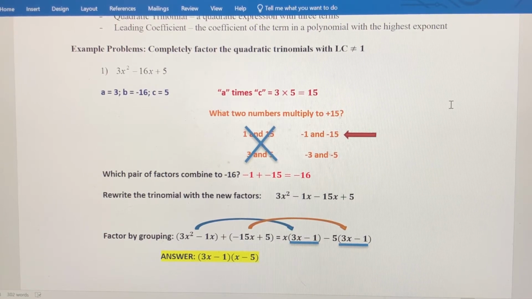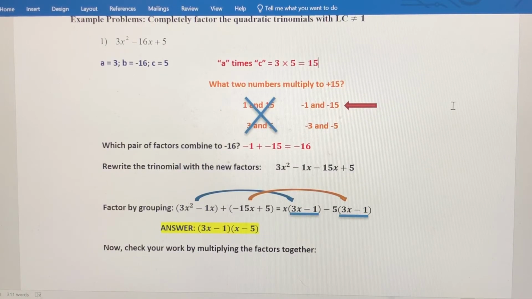Now, as always, you want to check your work. So, 3x minus 1 times x minus 5.